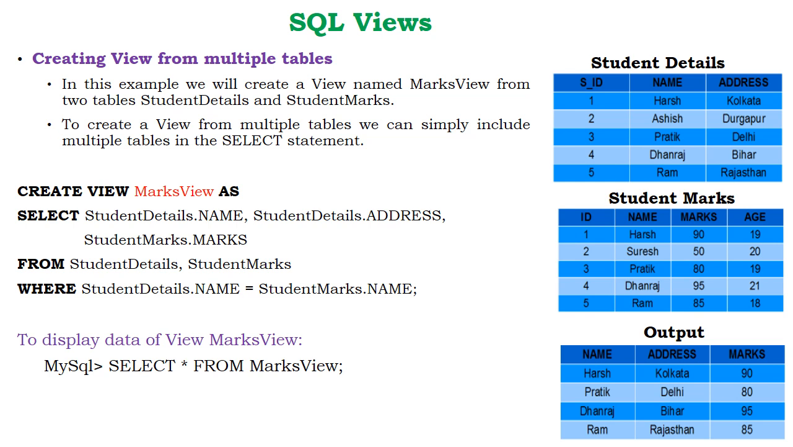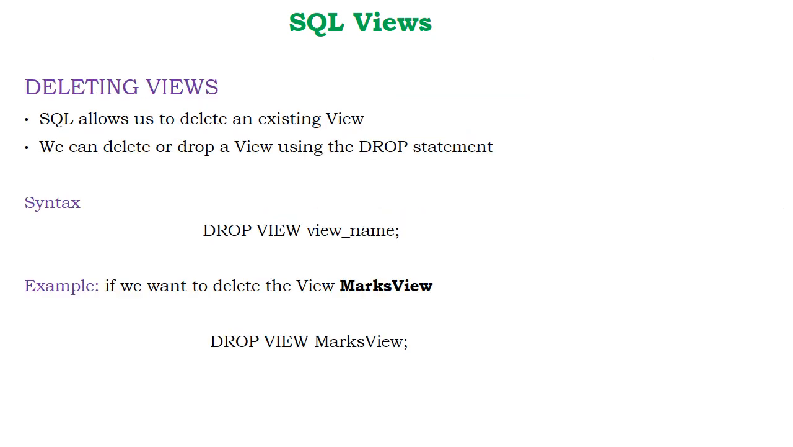Where condition. What is the condition? The student detail dot name should match the student marks dot name. So now three columns will be selected: name and address from the first table and marks from the second table, creating a new view. If you want to see the records, then we write the query as select star from marks view.